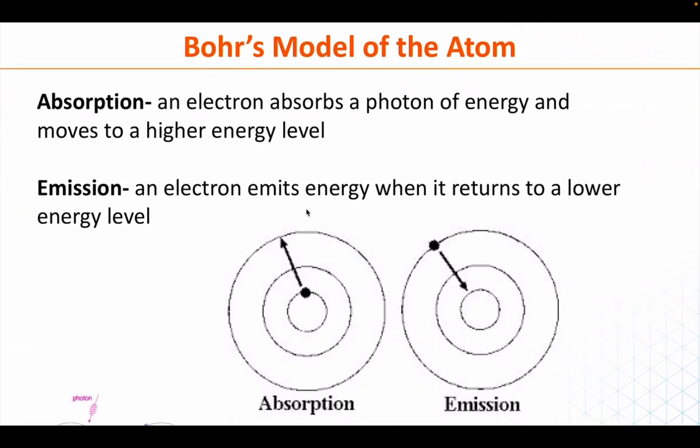And then we talked about this with the lab, but absorption is when the electron becomes excited. It would move from here and then out here. And then emission is when the electron then returns back to a lower or ground state.